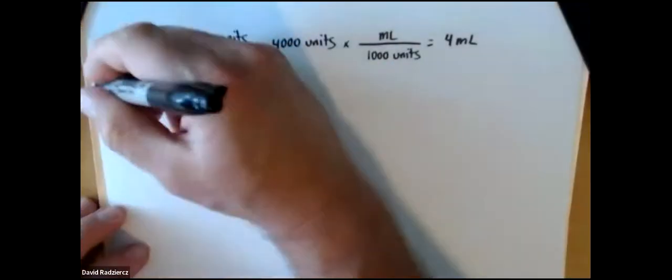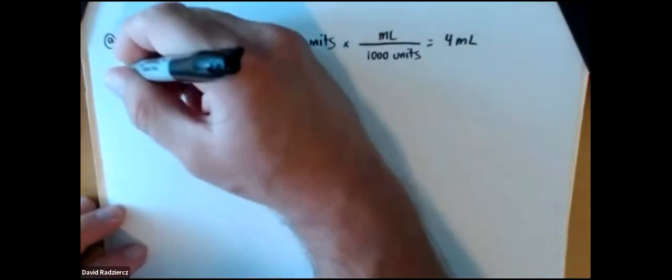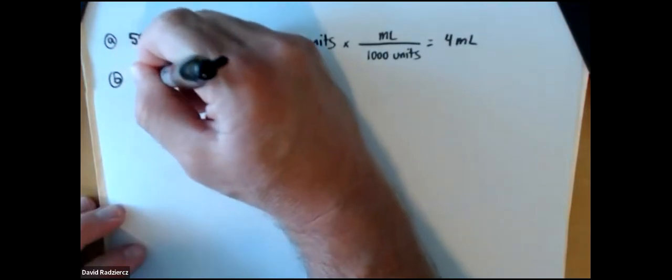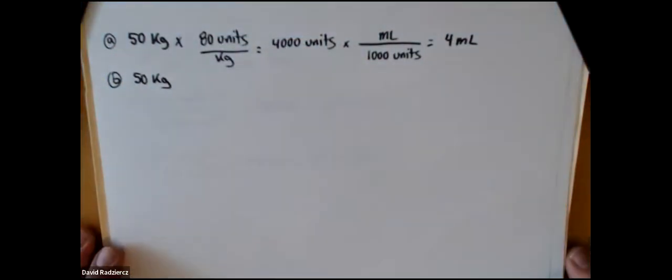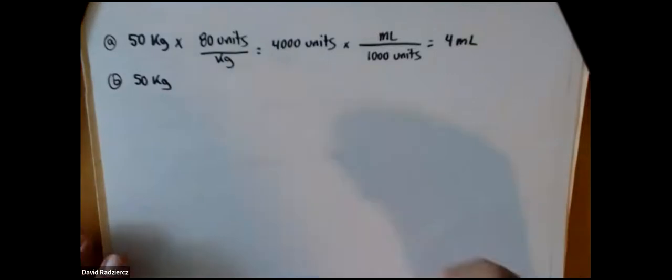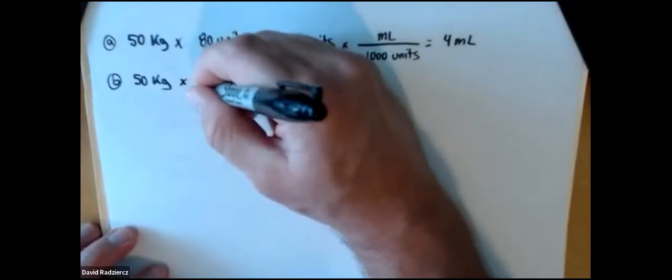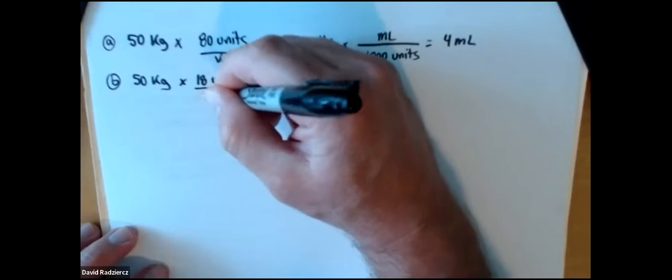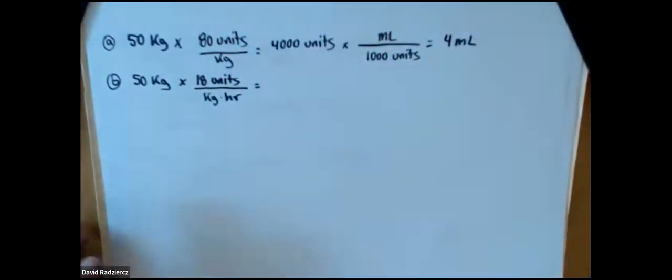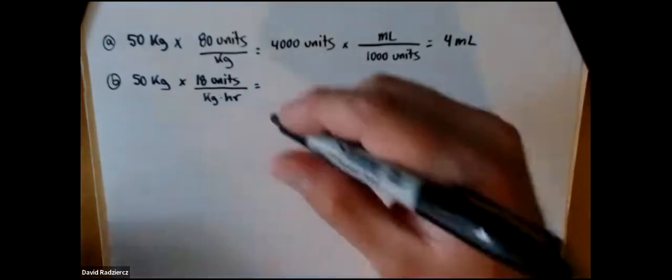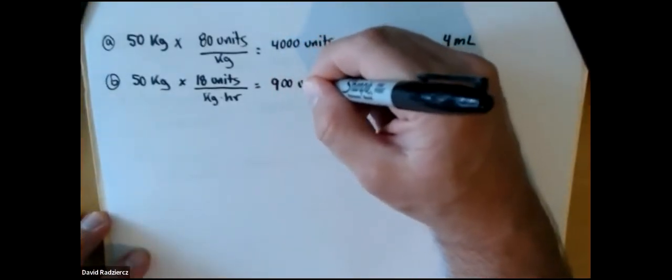All right. Next thing. I need to know what to set the infusion rate to. So I'm going to take the same patient, same weight, 50 kilograms. It tells me to start an infusion at 18 units per kilogram per hour. I'm just going to multiply the patient's weight times 18, and I'll get 900 units per hour.